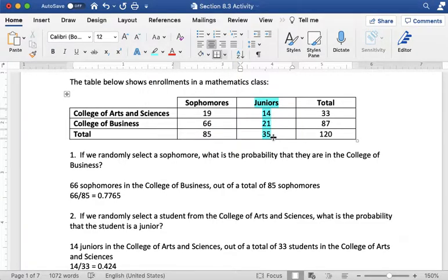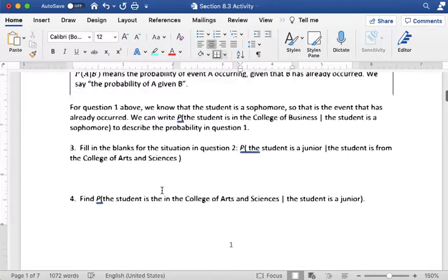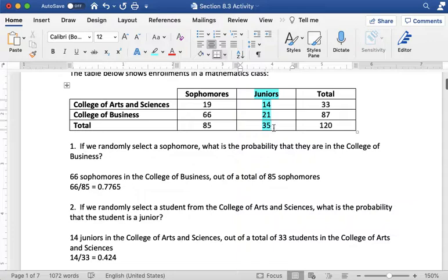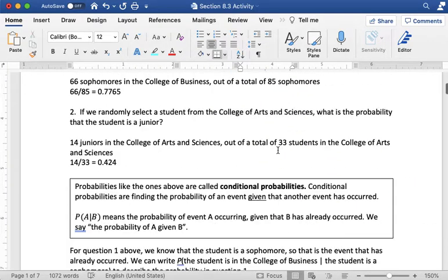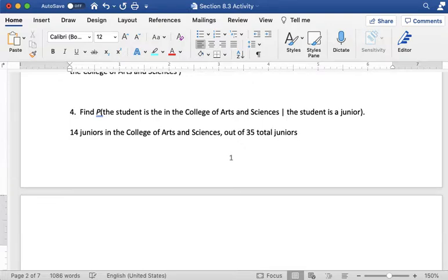So I have 35 total juniors, and I want to find the probability that a student is in the College of Arts and Sciences. Out of my 35 total juniors, 14 are in the College of Arts and Sciences. So we have 14 juniors in the College of Arts and Sciences out of 35 total juniors. So my probability is 14 divided by 35. And if I do that on a calculator, I should get 0.4.